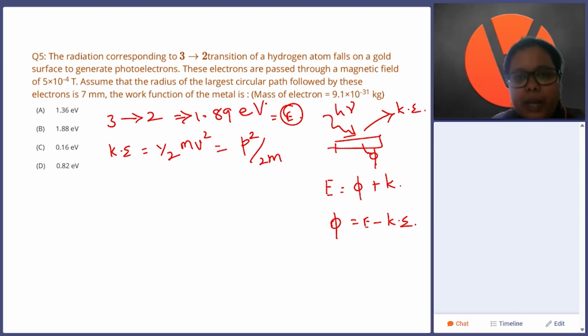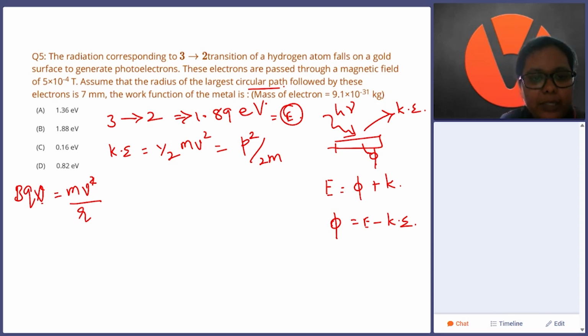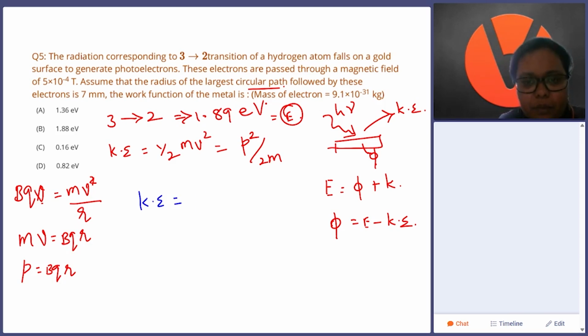Now the electrons are passed through a magnetic field. The magnetic field value and the circular path are mentioned. Because of the magnetic field, the force I'm getting is BQV sine theta. For maximum force, BQV equals mv square by r. So v and v would cancel, and mv is equal to BQR. So momentum p is BQR. So the kinetic energy I'm writing here is BQR the whole square divided by 2m.